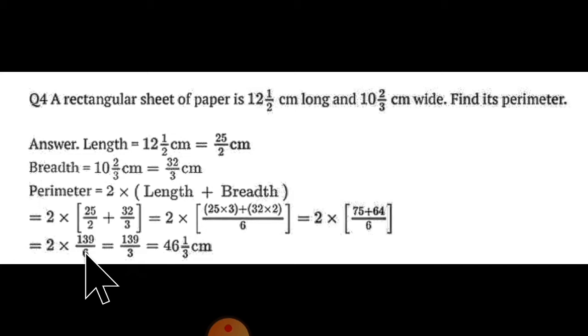2 ones are 2, 3 twos are 6. So 139 upon 3 equal to, divide 139 by 3, you will get 46 integer 1 upon 3 cm.